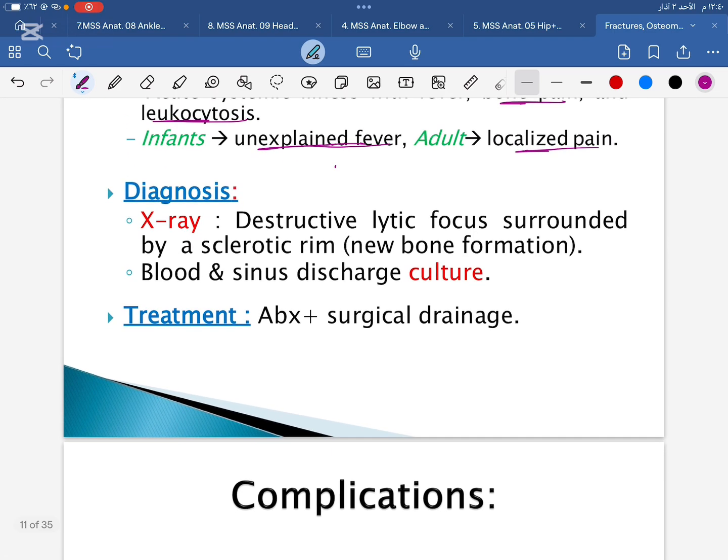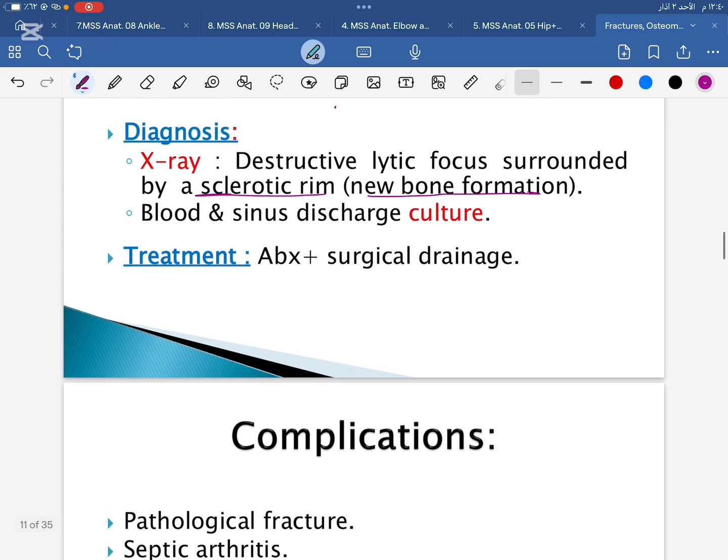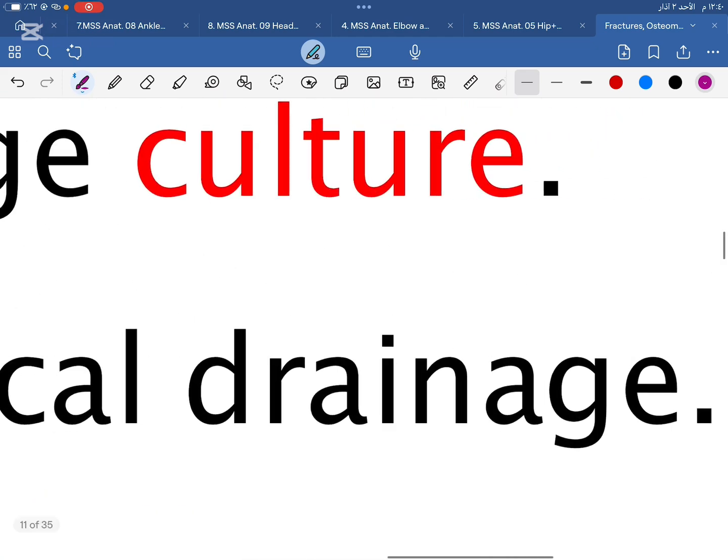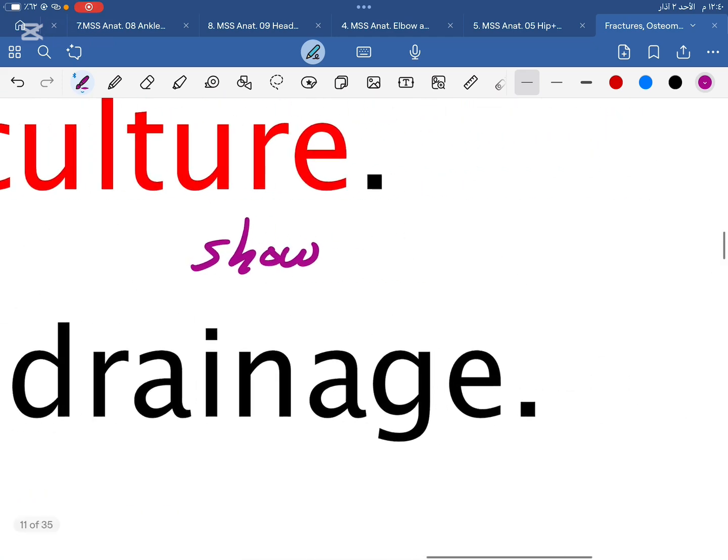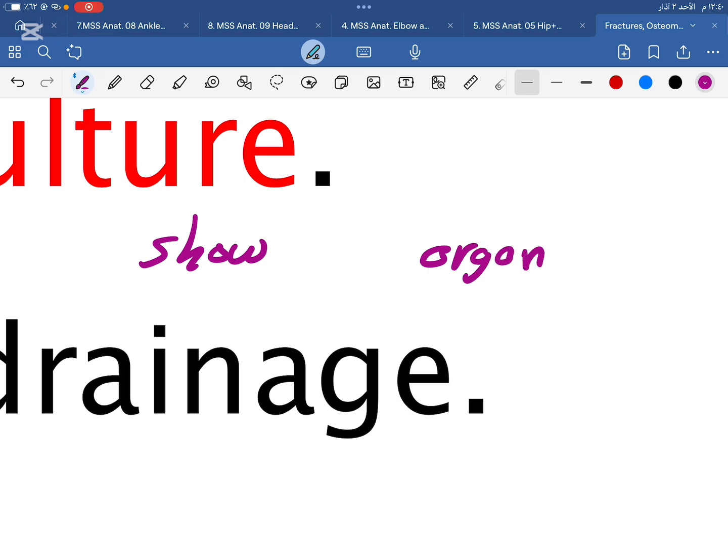In diagnosis, the main modality is X-ray, which will show a destructive lytic focus surrounded by a sclerotic rim, representing the new bone formation. We can also do culture of the blood and the sinus drainage, and that will show the microorganism causing the osteomyelitis. Treatment is with antibiotics and surgical drainage if we have abscess formation.